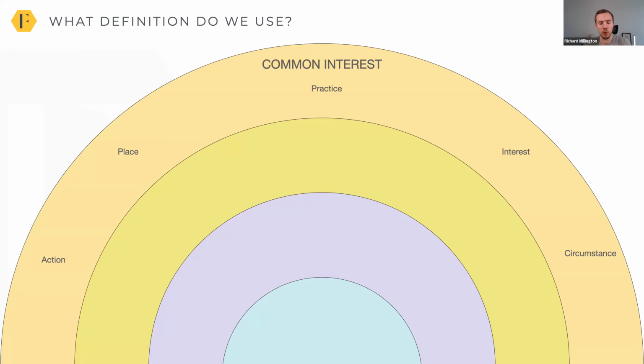One is there's some sort of common interest. Usually it's something that unites people in some particular way. So you might have communities of action, place, practice, interest, or circumstance. At the next level, there's an engagement method. There has to be a means for these people to talk to each other. That might be in person, that might be through a hosted platform, social media, comments. I mean, there's a whole range of different things that are expanding every single day.